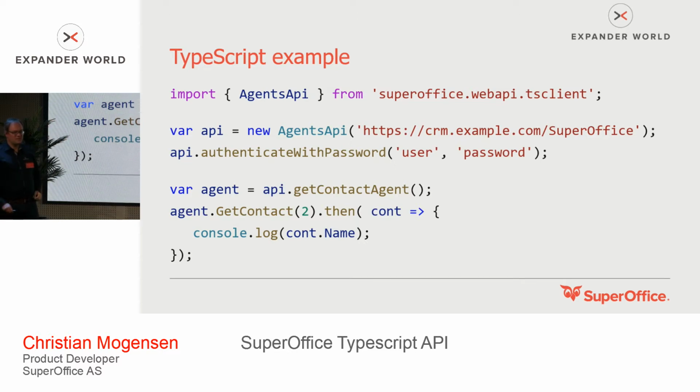But the agents API, we can make a new one of those and point it at a SuperOffice installation, the URL, and we can tell it, oh, please log in with username and password, or with ticket. There's a whole bunch of different ways of authenticating. So once we've set up our connection to SuperOffice, we can then say, okay, make me a contact agent that I can use to call methods on.